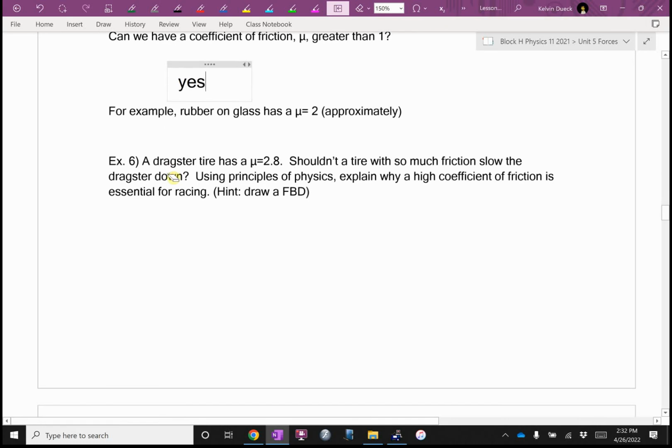A dragster has a coefficient of friction on its tires of 2.8, very high. Shouldn't a tire with so much friction slow the dragster down? Explain, using principles of physics, why you would want a high coefficient of friction on a dragster tire. You know what this might be a good job for? This is the free body diagram that a physics teacher at a conference did incorrectly. So let's see if we're better than that physics teacher.